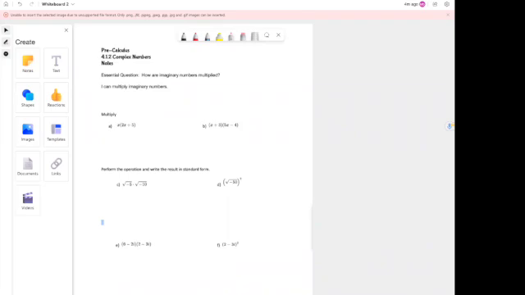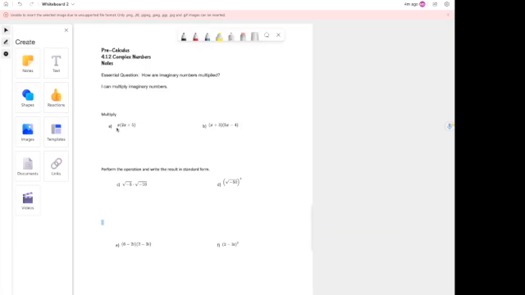This is notes for Chapter 4, Section 1, second set of notes. Essential question: how are imaginary numbers multiplied? So we are going to look at multiplication of variables.